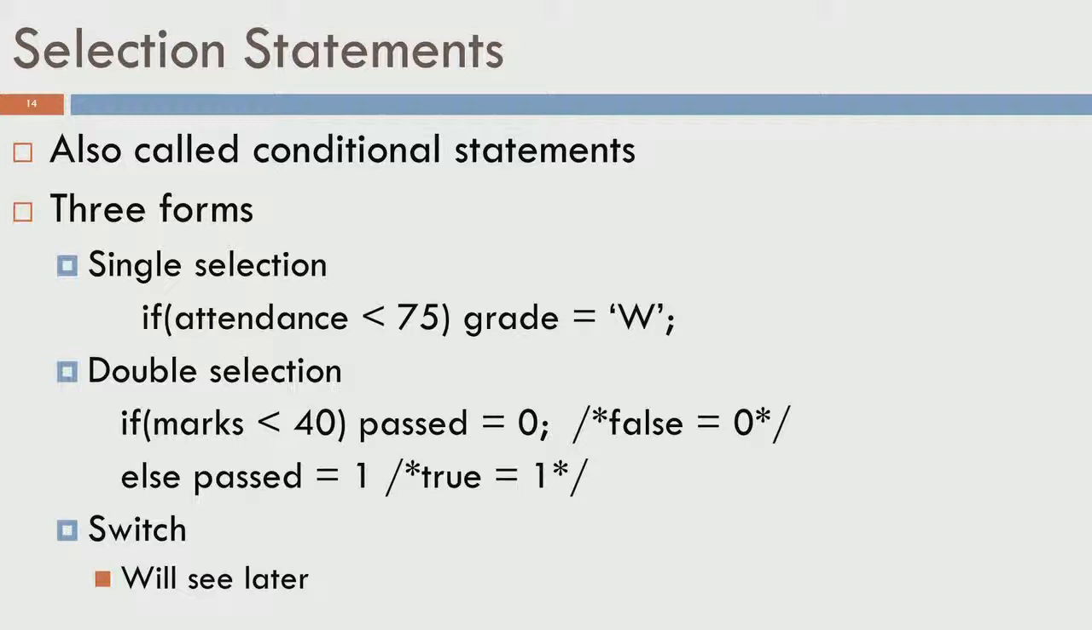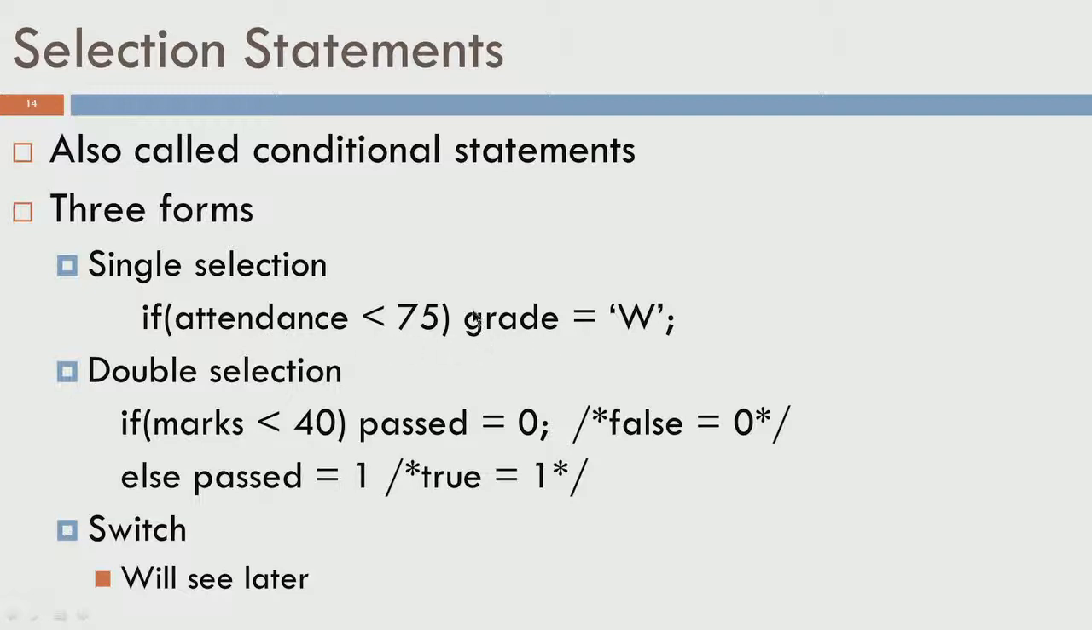For example, there is the single selection statement. Let us see this example: if attendance is less than 75, grade equals W. What this is really doing is this: if the class attendance is less than 75 percent, the grade is withdrawn. That is what the statement is supposed to be. This does not have any other choice, there is no else here. So this is a single selection statement.